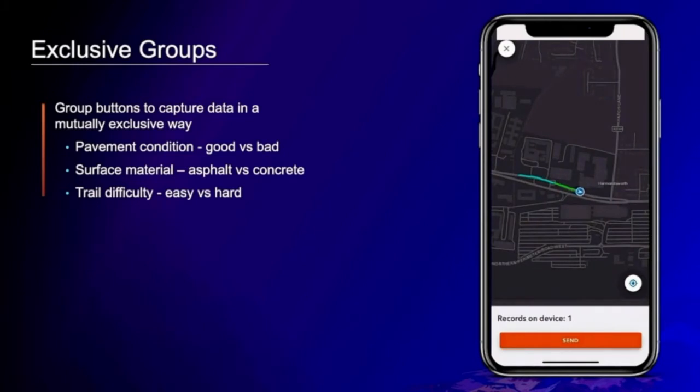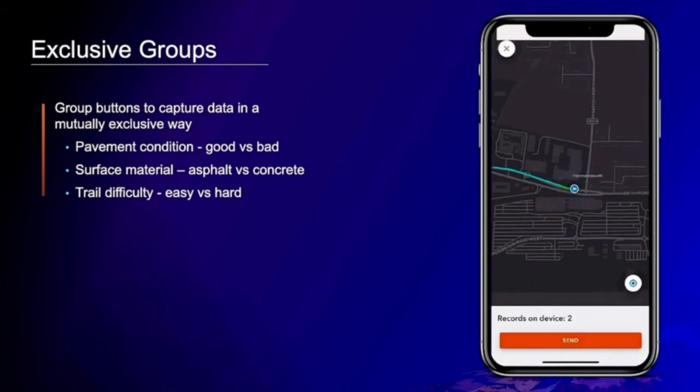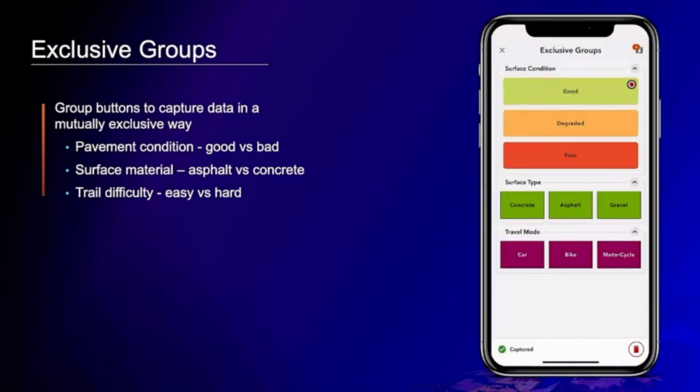In this example project, we have buttons for surface condition: good, degraded, and poor. If I start capturing good, for example, then any other active button will automatically stop, and then the good button will start capturing.